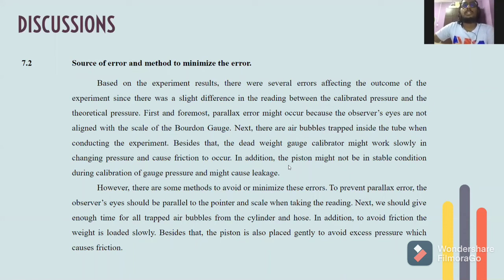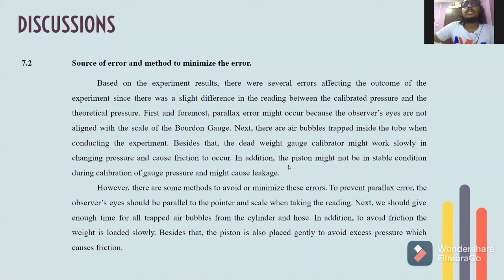Okay, today I'm going to explain the discussions of sources of error and methods to minimize the errors. Based on this experiment's results, there were several errors affecting the outcome, since there was a slight difference in the reading between the calibrated pressure and the theoretical pressure. First and foremost, parallax error might occur because the observer's eyes are not aligned with the scale of the Bourdon gauge. Next, there are air bubbles trapped inside the tube when conducting the experiment. Besides that, the dead weight gauge calibrator might work slowly in changing pressure and cause friction to occur. In addition, the piston might not be in stable condition during calibration of gauge pressure and might cause leakage.